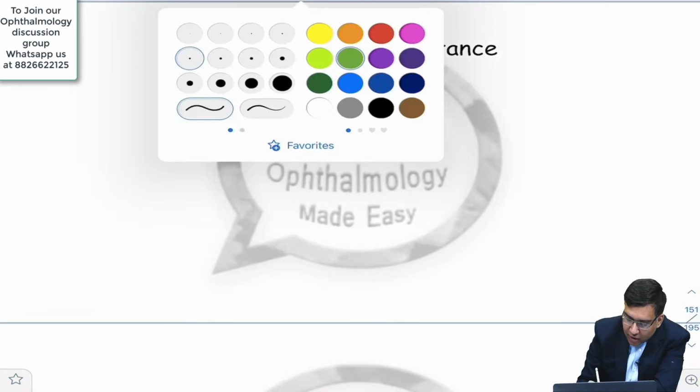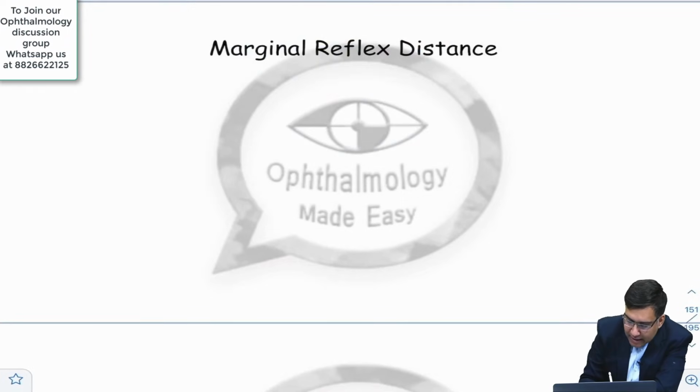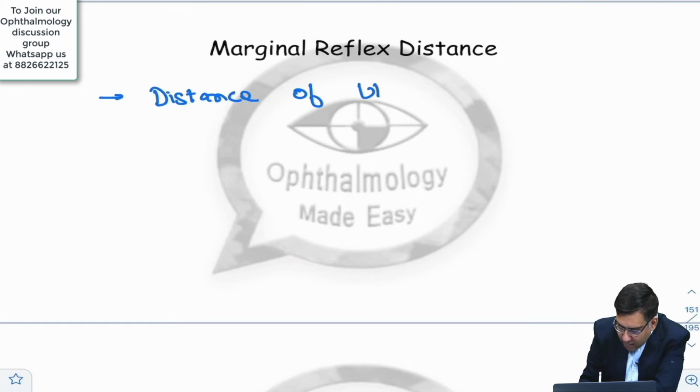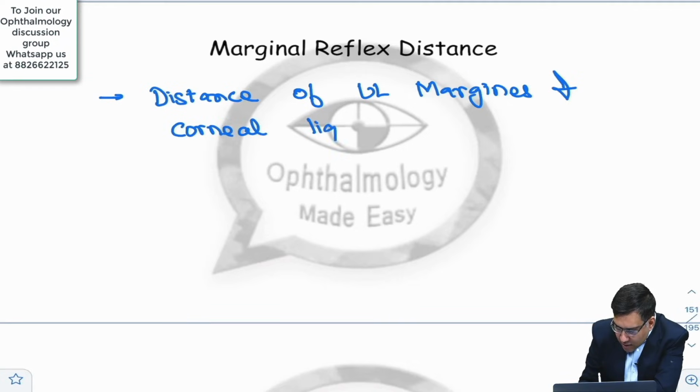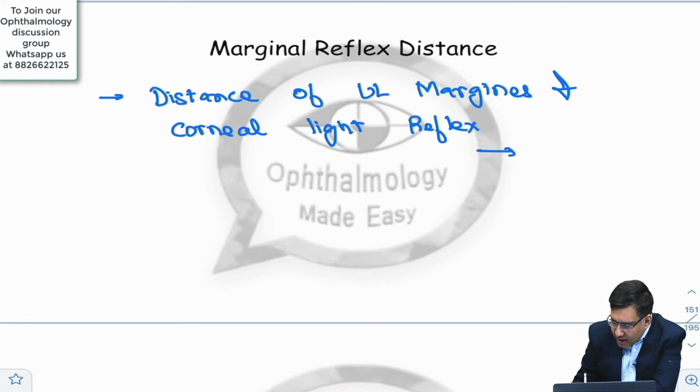Now what is the meaning of marginal reflex distance? Please remember, it is the distance of the upper lid margin and the corneal light reflex. Usually it is told that this distance should be around 4 to 5 millimeter.